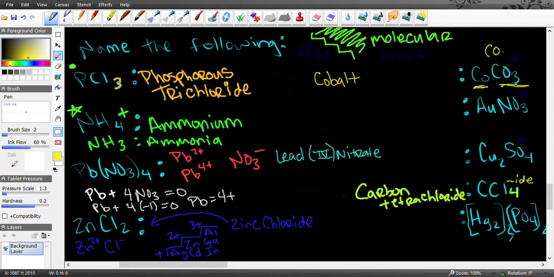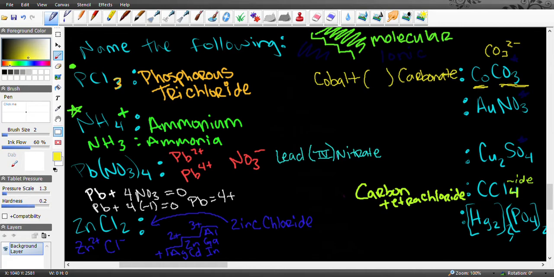Yep, that's right. It looks like this, and it's carbonate. And then this is a transition metal, so we know we need to put something there for a charge. I believe cobalt can do 2 plus and 3 plus. You can double check me on that if you care to. But so, okay, cobalt, carbonate.